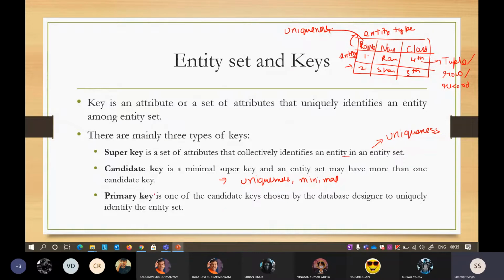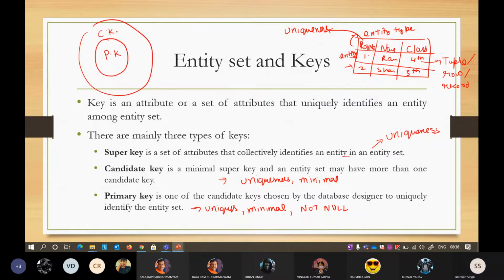Another is the primary key. Again it has the constraint of uniqueness and the minimal concept, and it has another condition, that is not null. If you assign a primary key constraint to a column, it means you cannot leave the value null. This can be represented as primary key. Every primary key is a candidate key, and every candidate key is a super key.